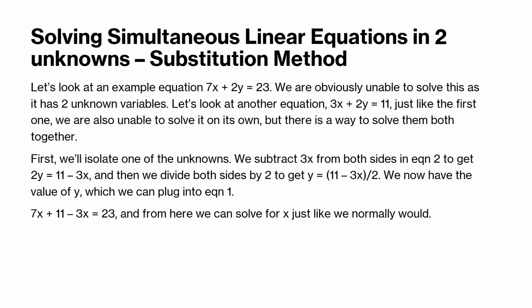We can plug this into the first equation instead of the y. So we get 7x plus 11 minus 3x over 2, multiplied by 2 because the equation has 2y in it. So we've multiplied the value that we found by 2, we just remove the denominator, equals 23. From here we can just solve for x as we normally would.